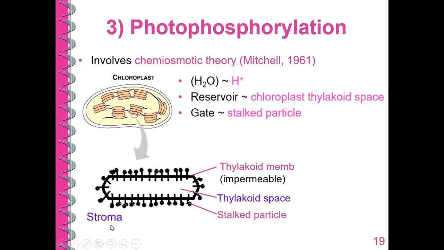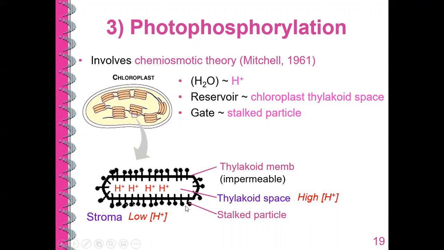This is the stroma, which is the fluid-filled space inside the chloroplast. My H plus are all stored inside the thylakoid space. So in the thylakoid space, it has a very high concentration of H plus. It's going to diffuse through the stalked particle. The neck region is the H plus channel protein, and the head region is the ATP synthase. It diffuses down its concentration gradient through the stalked particle to a region of lower H plus concentration in the stroma.